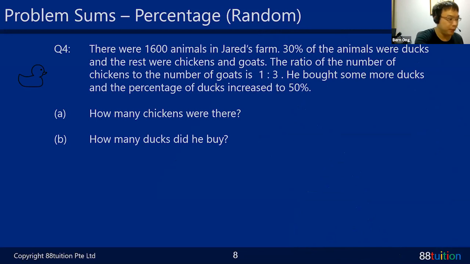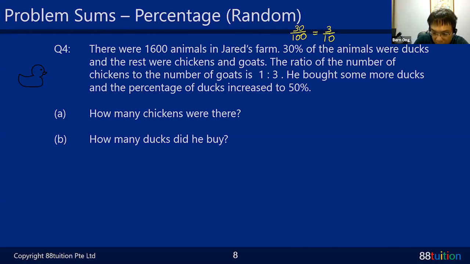All right, so let's go. Question 4. Are you ready? So question 4, there's 1,600 animals in Jared's farm. 30% of the animals were ducks, and the rest were chicken and goat. So I have the 30%. I purposely changed to fraction. 30% can be written as 30 over 100, which can be written, divided by 10, as the equivalent fraction 3 over 10.